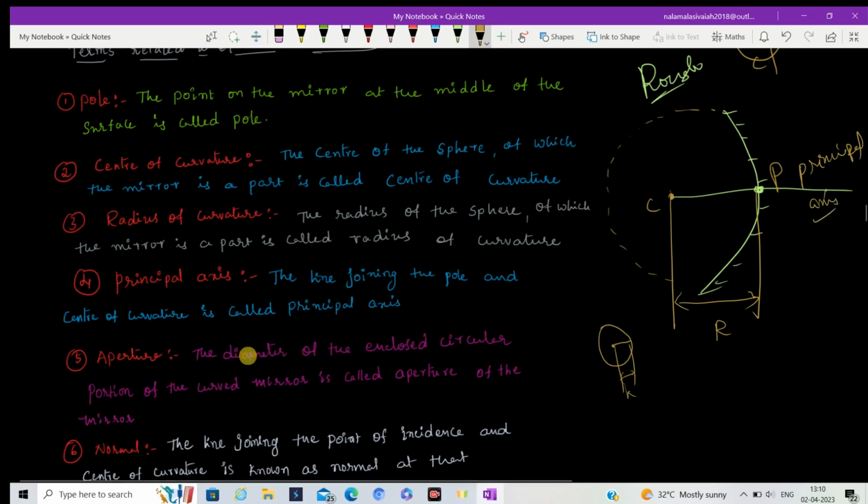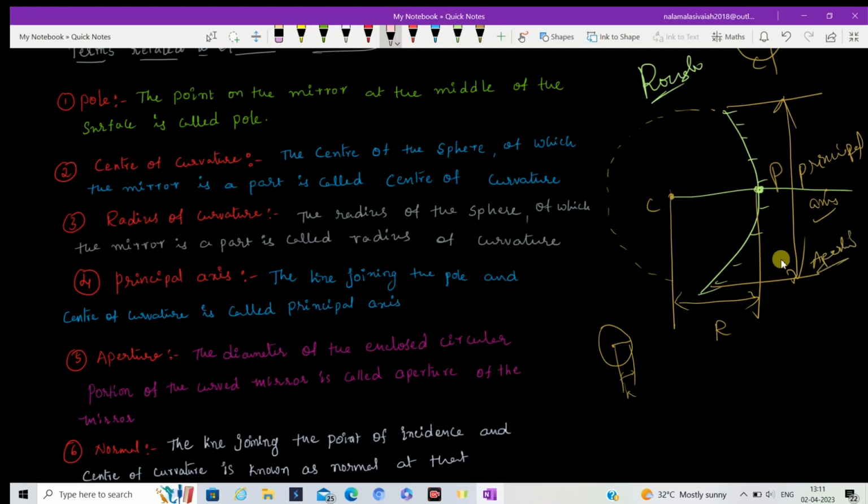Then aperture. So what is aperture? The diameter of the enclosed circular portion of the curved mirror is called the aperture of the mirror. Simply, this is the width of the mirror. So this distance, from here to here, this portion is called aperture.